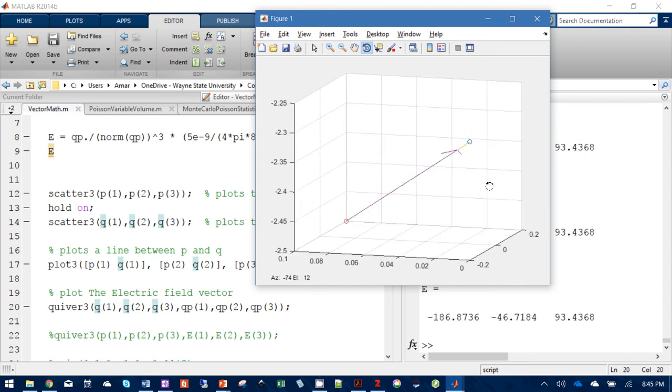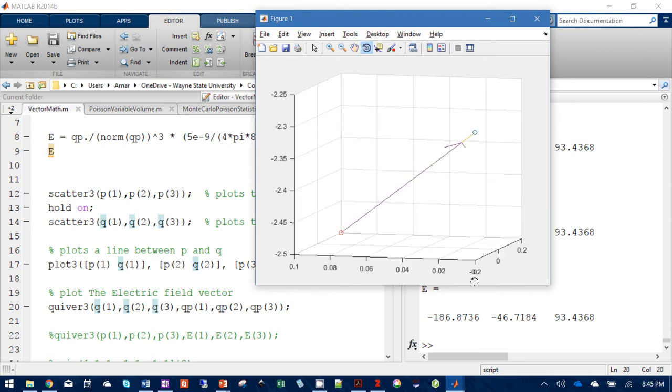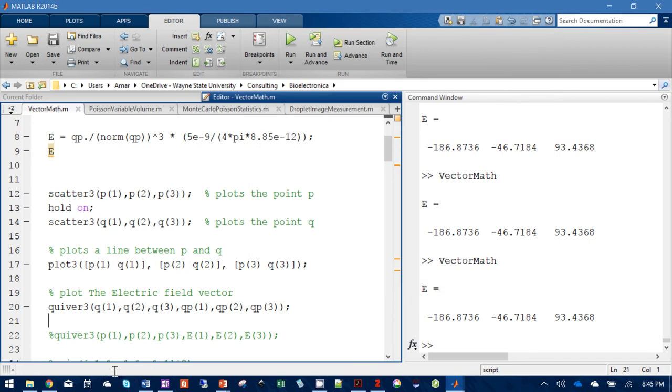So this is the vector pointed from one point to the other. So the quiver 3 function, this is the starting point. So we want to start at where the charge is, and the field vector points from where the charge is to where the observation point is. So this is the vector. These are the three components of the vector, and this is the starting point. All right, good.